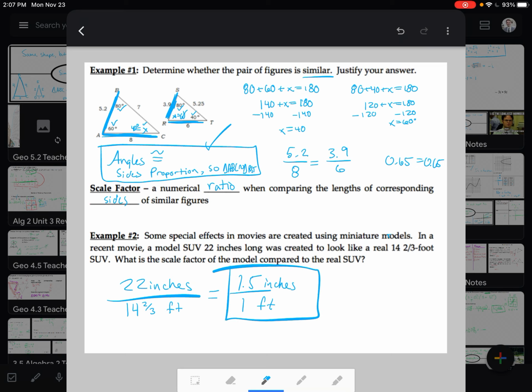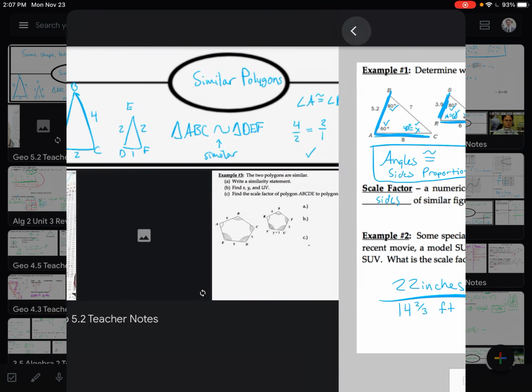The way that we got to 1.5 over 1 is we just divided 22 divided by 14 2/3, or 22 divided by 14.6 repeating. And when you do that, you'll get an exact answer of 1.5. So for every 1.5 inches of scale car, we have 1 foot of a real car, and that's our scale factor. This is just relating the sizes of these things to each other.